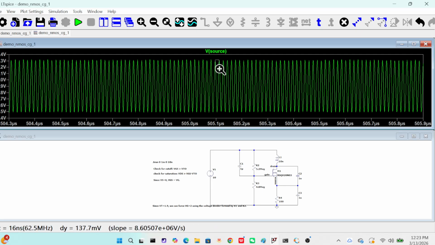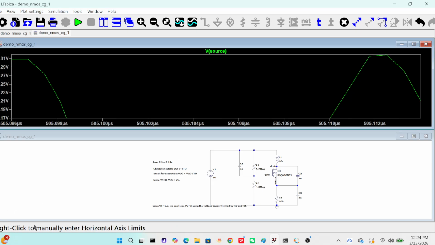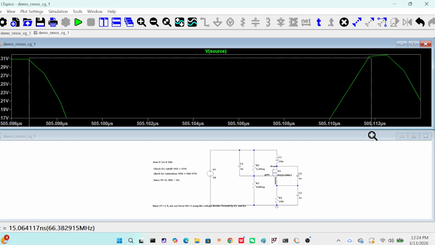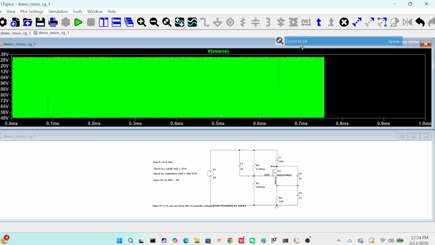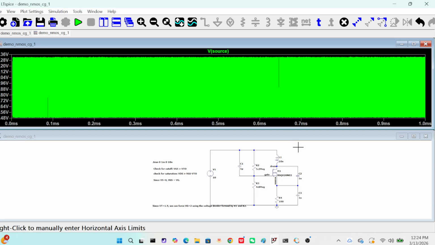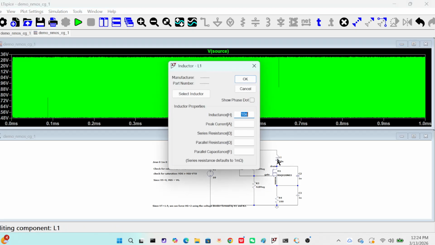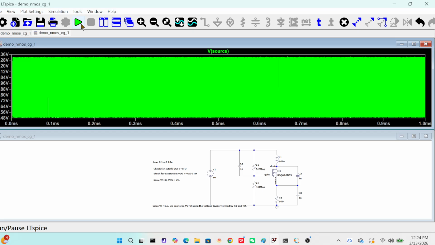The frequency here, if you look at the lower left corner, is 66 megahertz. So this frequency is obviously too large. What we can do is scale it down by increasing the inductance and see what we are going to get.